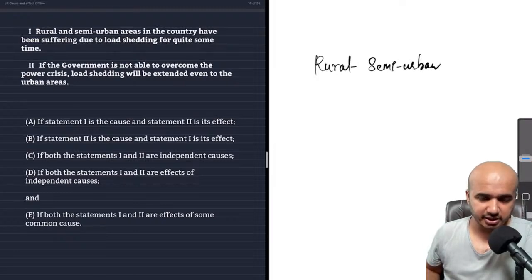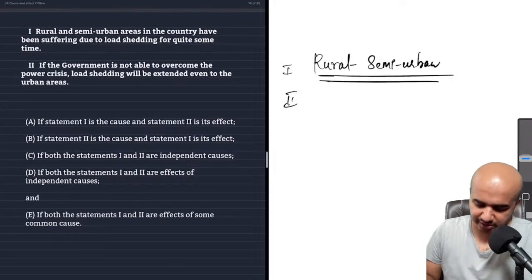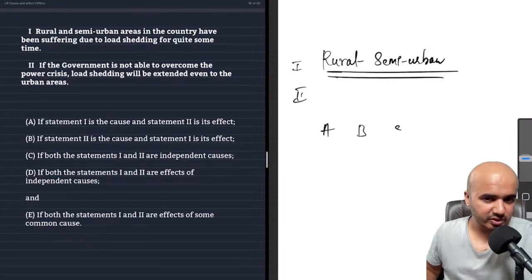areas. Okay, so in the first statement they talk about load shedding in rural and semi-urban areas, and in the second statement they talk about the government not being able to overcome the crisis. Obviously there is some connection. The moment you see a connection, you can think of A, B and E. You can rule out C and D. So now between A and B, which one should we select?